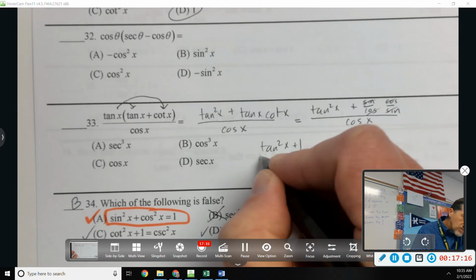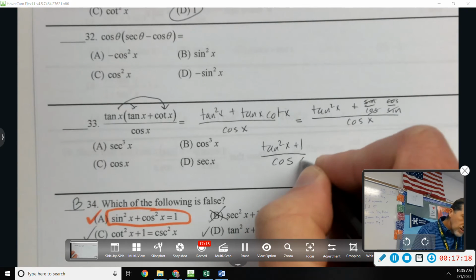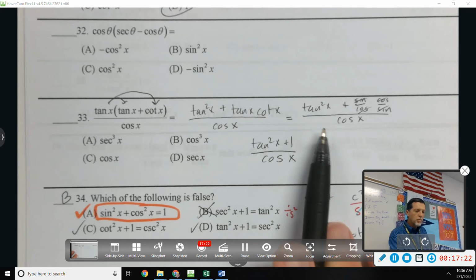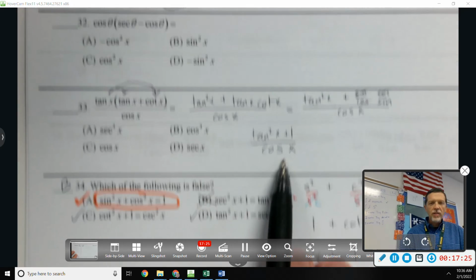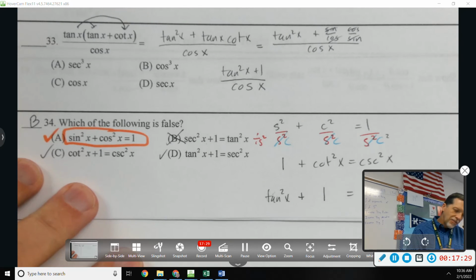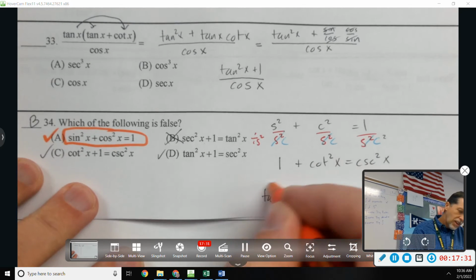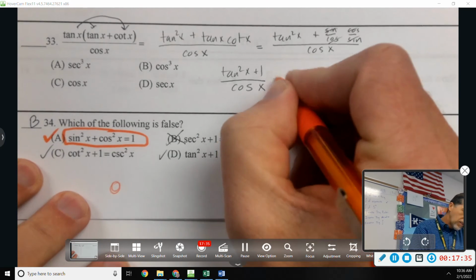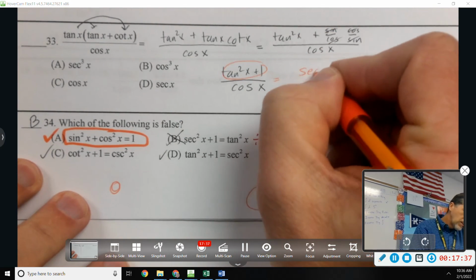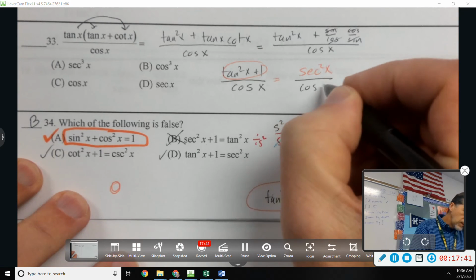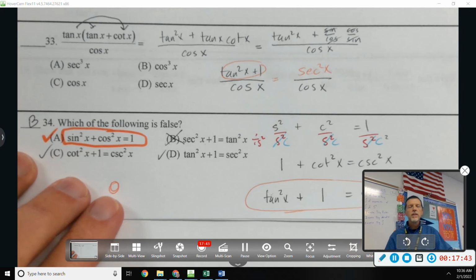So tangent squared plus 1 over cosine. Tangent squared plus 1, that looks like one of those Pythagorean identities, which we already have right down here. So the top is secant squared over cosine, 1.